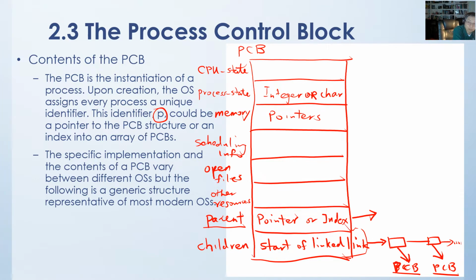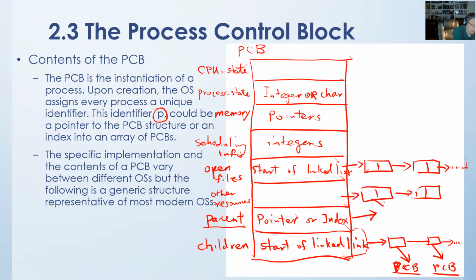So the open files are probably also going to be stored as a linked list. So it could be a linked list for open files, something like this. That's also the start of a linked list. Okay, so that's the kind of information we need to store in the process control block. The scheduling information could be a set of integers. The other resources could also be the start of a linked list, where each resource has a pointer to the actual resource. So these are basically the basic information we need to store in the process control block.